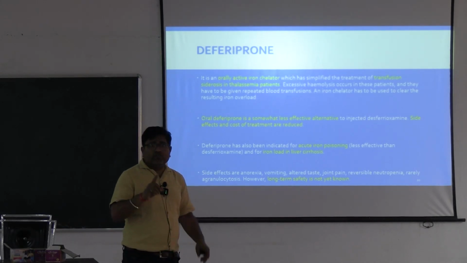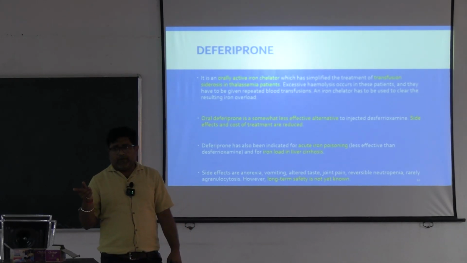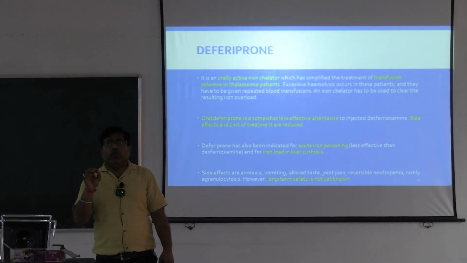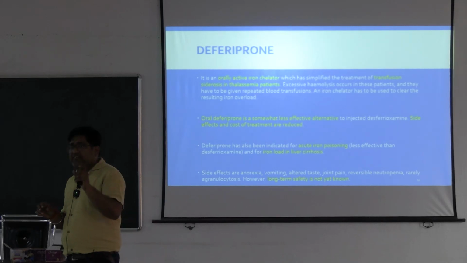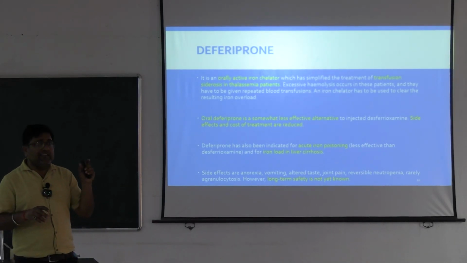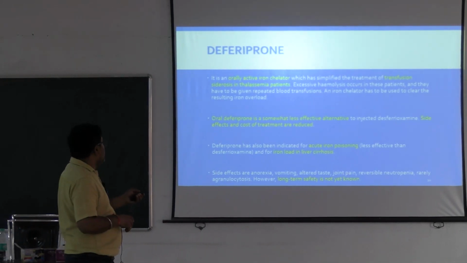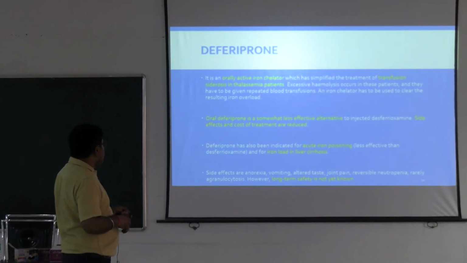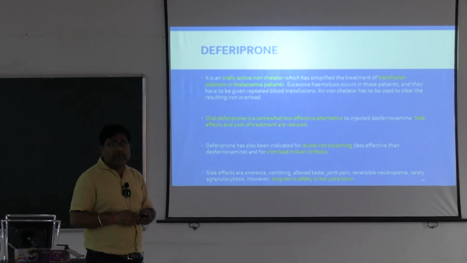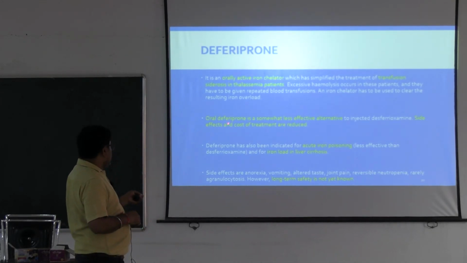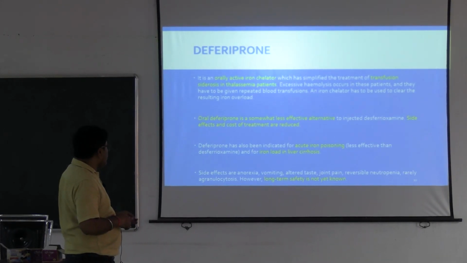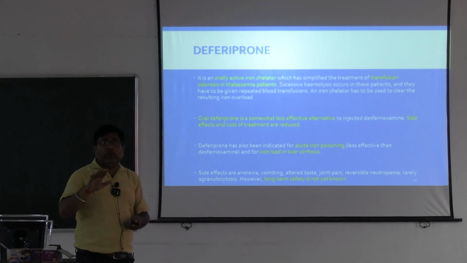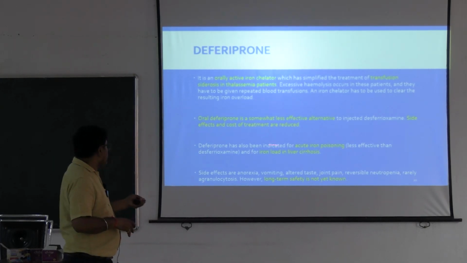Deferiprone is also used in iron poisoning, but the advantage is that it is used orally. It is the oral iron chelator, but the efficacy of deferiprone is lesser than desferrioxamine. It is particularly used in transfusion siderosis in thalassemia patients. Oral deferiprone is somewhat less effective than desferrioxamine. Side effects and cost of treatment are lower compared to desferrioxamine.